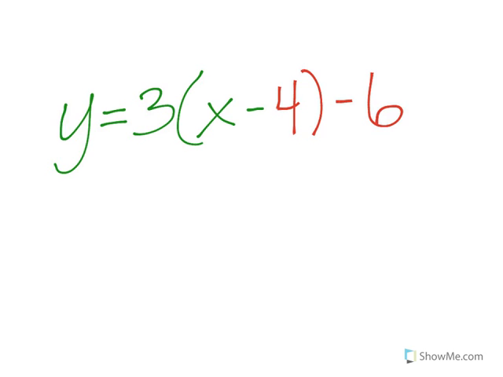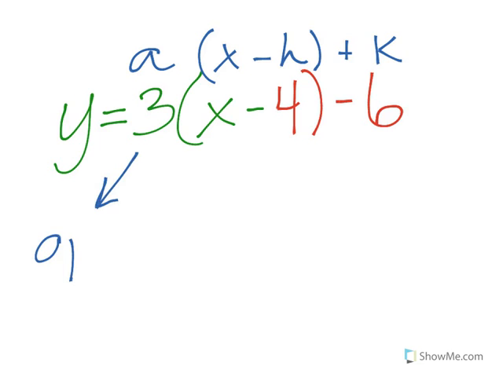This is an example of what vertex form is. This represents the a. Your x is just the x. The negative 4 is actually the h. And then this is your plus k. The a represents whether it opens upward or downward. Because this is positive, it opens up.